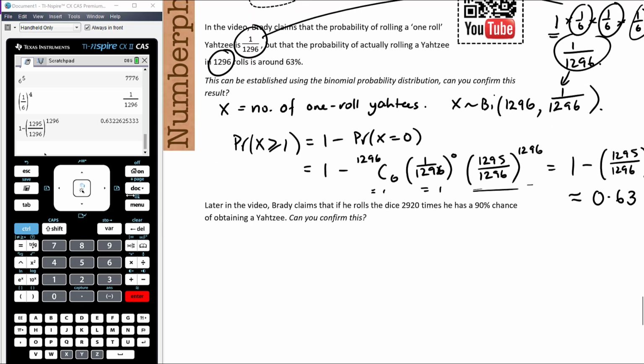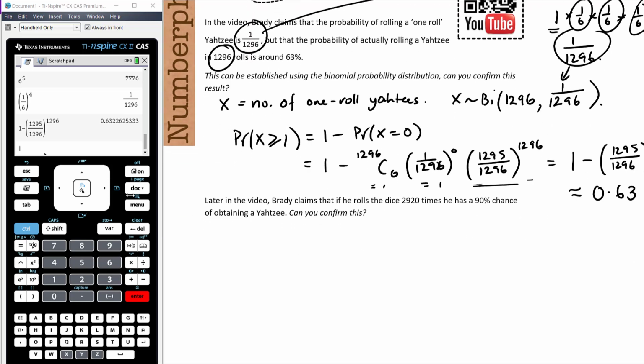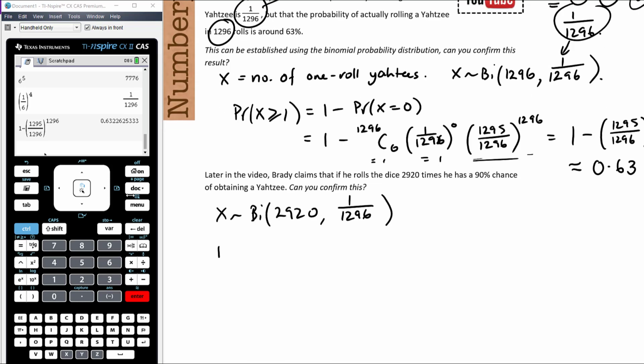Later in the video, Brady claims that if he rolls the dice 2,920 times, he has a 90% chance of obtaining a Yahtzee. Okay, so again, same probability, x is still defined the same. The binomial distribution changes slightly because we're now doing 2,920 rolls, but the probability of a Yahtzee at any given roll stays the same. We again want the probability that x is bigger than or equal to 1, but in 2,920 rolls. So it's going to be 1 minus the probability that x equals 0.